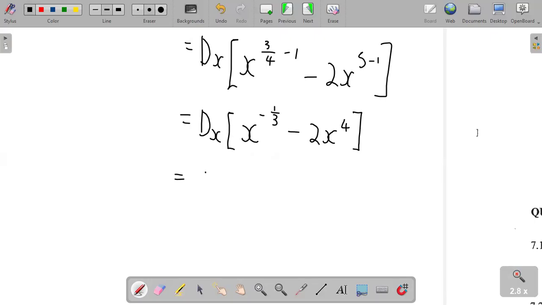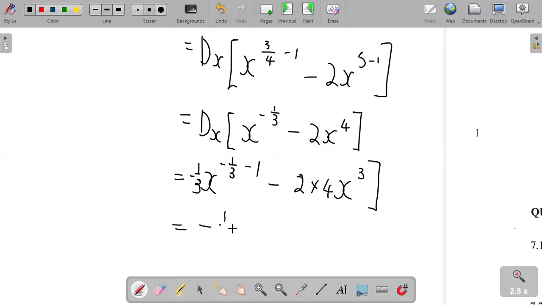Then okay, if we find the derivative, then we're going to minus 1, it's going to be negative 1, okay? And then here is 2 times 4, and then x to the power 3. So then this becomes negative 1 over x to the power negative 4, and then minus 8, and then x over.